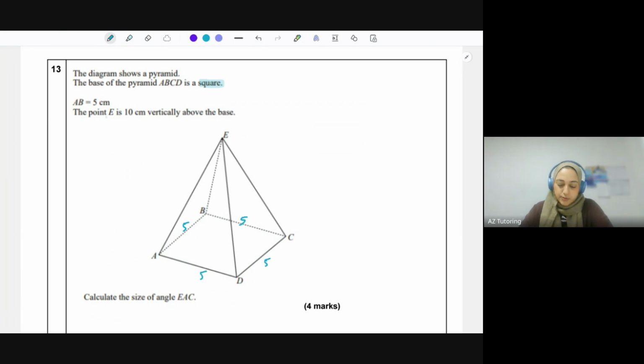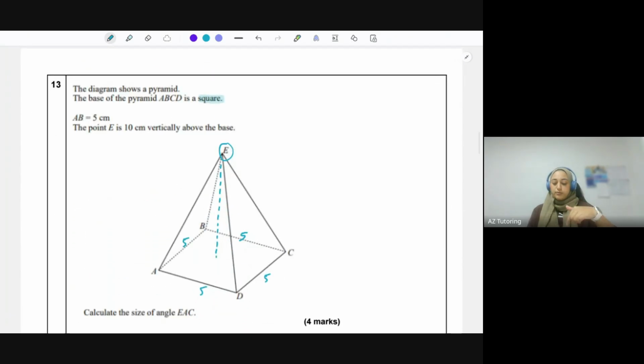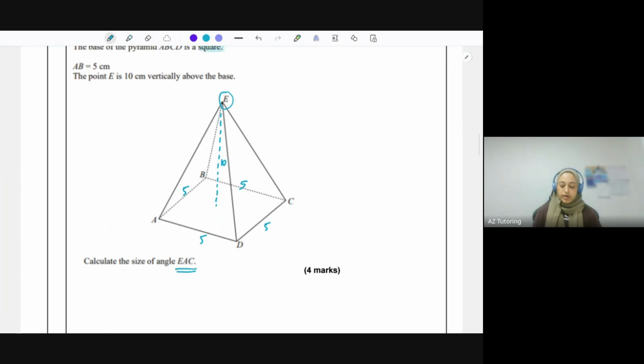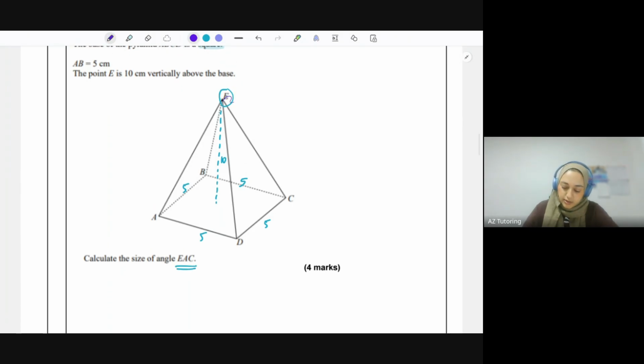The point E is 10 centimeters vertically above the base. So what it's saying is if you draw a line down and it touches the bottom of that base, that length there is 10. And it says calculate the size of angle EAC. Where is that? E's here, there's A, and here's C. So EAC, I need to draw a line there. It wants me to find this angle here, EAC.